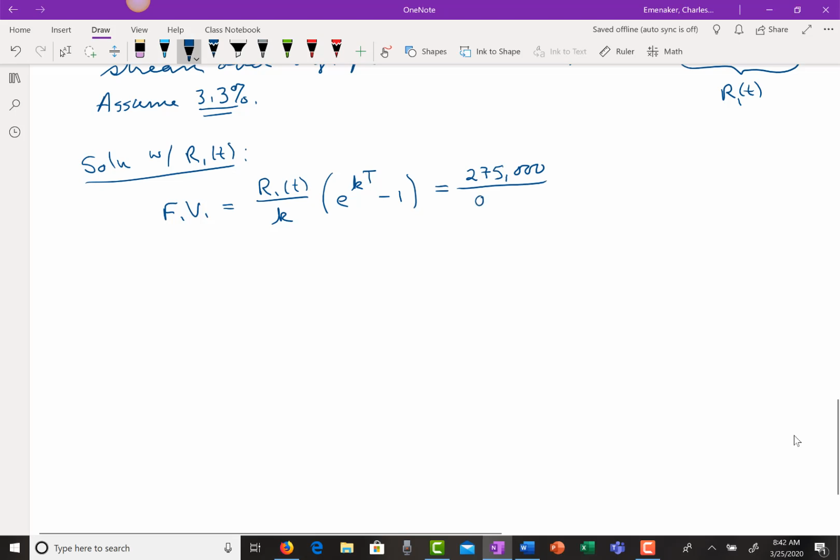k, the interest rate, is going to be the 0.033. Remember to convert that back to a decimal. e to the k, so that's going to be the 0.033, and it's going to be times the 8-year period of time that they use to compute the franchise licensing fee.